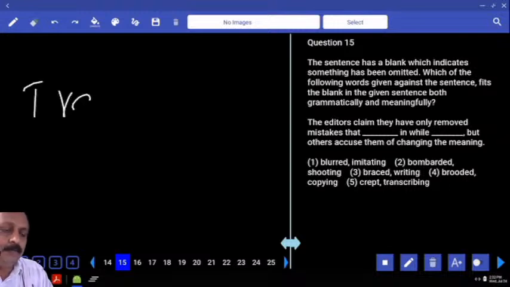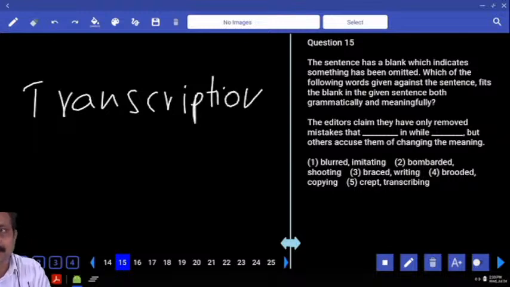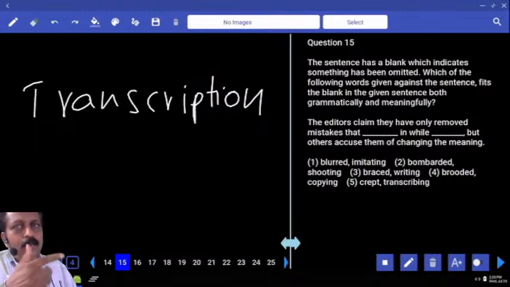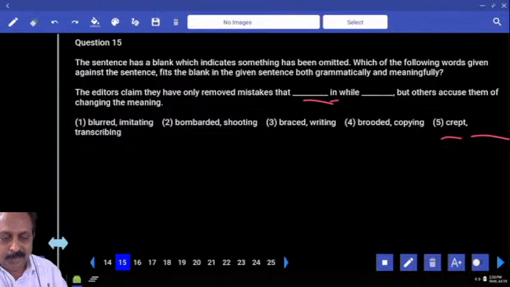Write the word. Transcription is a noun form. The verb form is transcribe. Transcribe means that. They were listening and writing. That time so many mistakes crept in. That is the context. Have you got all the words and meanings? Fine. Let us go to the next one.